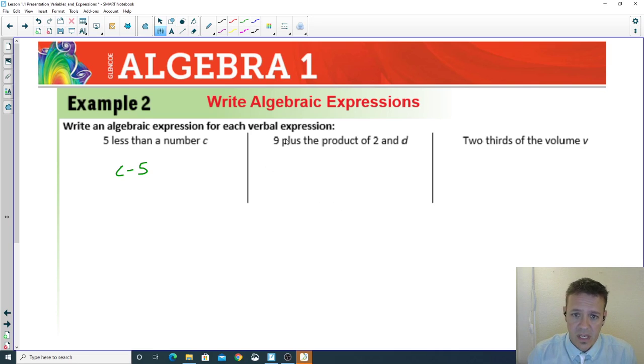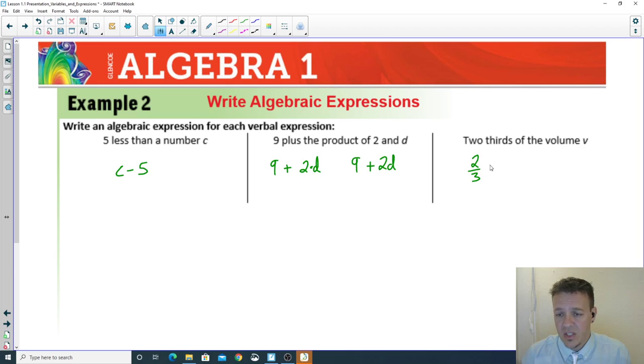Everything else here is pretty much as it is, right? So this would be 9 plus the product, which is going to be a multiplication of 2 and D. Or you could write it just straight up like this, 2D. And then 2/3, this is simply 2/3 the volume V. We don't have multiplication, so you would just put V because it's automatically assumed that you'd have volume there. So that's 2/3 times V.